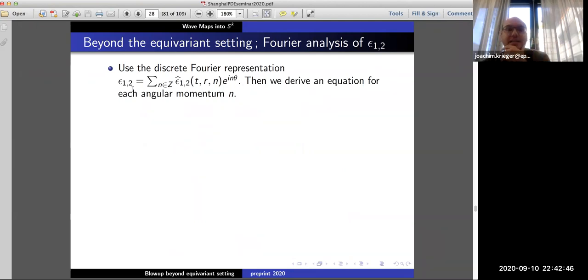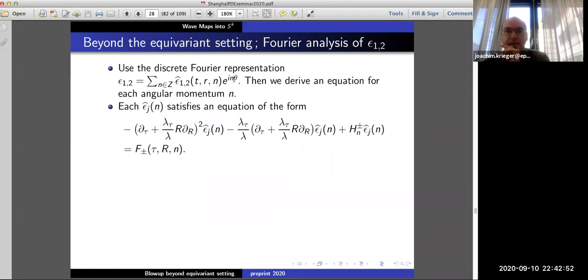We expand these epsilon 1, 2 in terms of a Fourier series with respect to the angle theta. And then for each mode n, there's a plus and minus sign here, right? But for each mode, you get a kind of wave equation like this, which is now, again, very similar to what we had in the co-rotational case. You have the time derivatives here. But of course, now you have different operators here, Hn plus minus. And the right-hand side, I'm not even trying to write down.